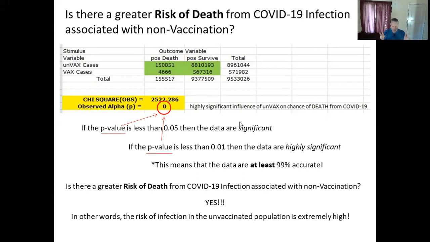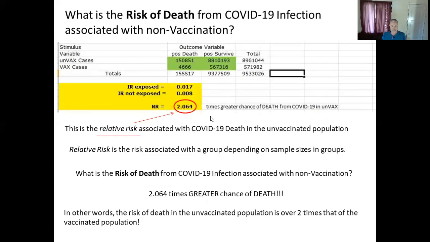But again, we can't exercise this away. We can't nutrition this away either. This has to be dealt with by medical science, which we have had the chance to observe across time here. So again, is there a difference between being vaccinated and not in your risk of death? A resounding yes. What is that risk? What is that relative risk? 2.064 times greater chance of dying from a COVID-19 infection in the unvaccinated population versus the vaccinated population.